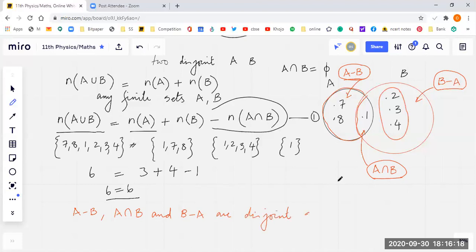Disjoint sets. Am I right, students? Now, if these are disjoint sets, students, sorry, these are disjoint sets.